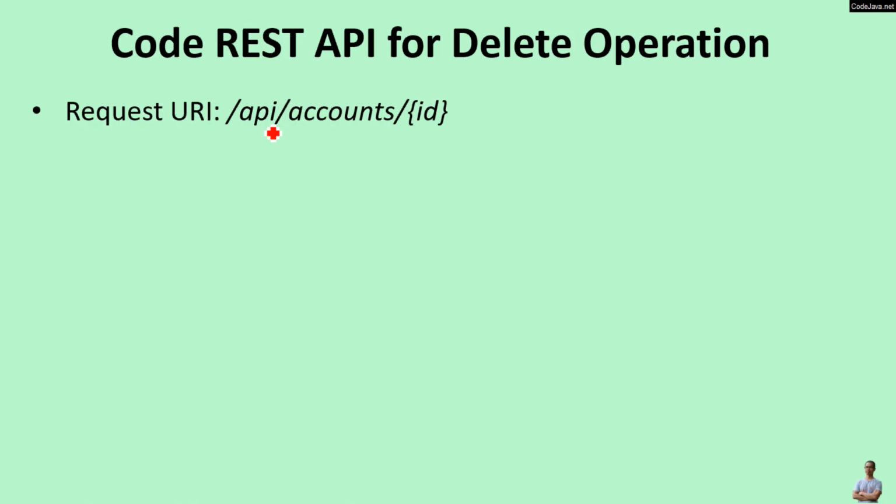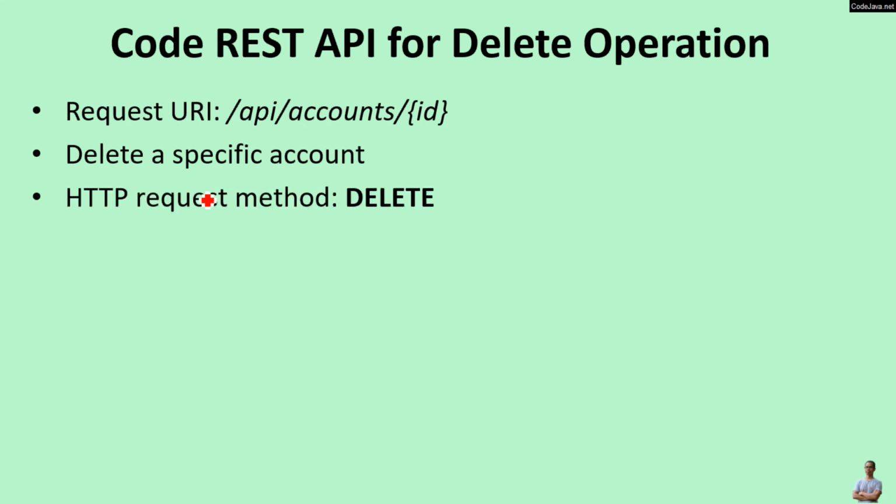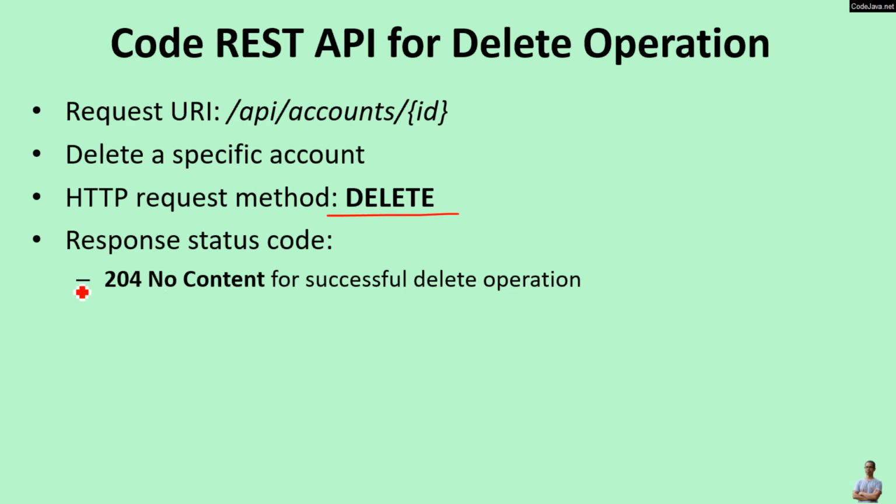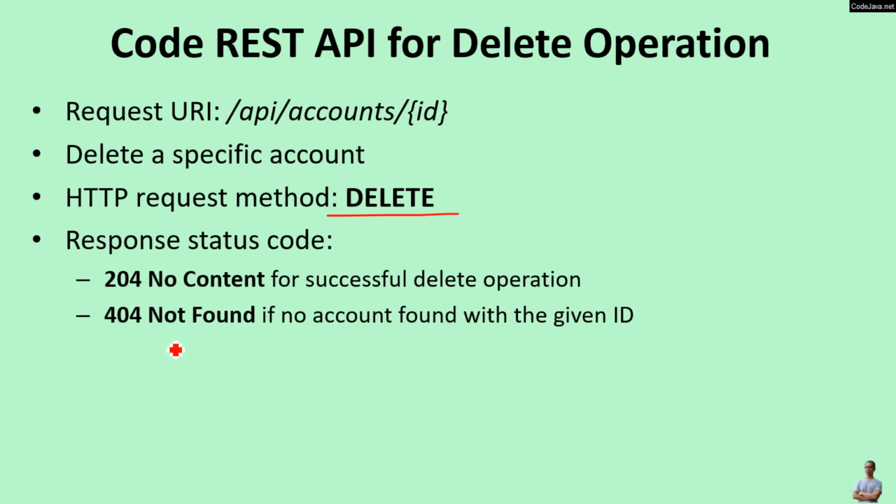Next, let's code the final REST API for delete operation. The request URI is /API/accounts/ID of an account. The purpose of this API is to delete a specific account by ID, and the HTTP request method should be delete, and the response status code should be 204, no content for successful delete operation, or 404 not found if no account found with the given ID.